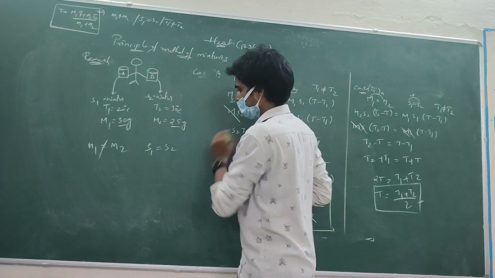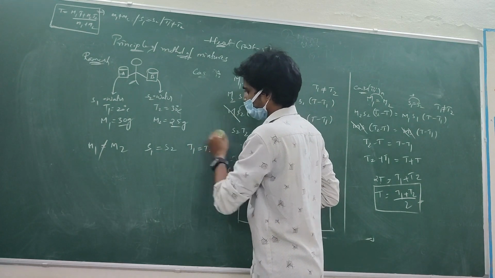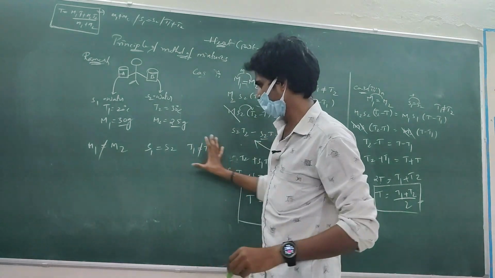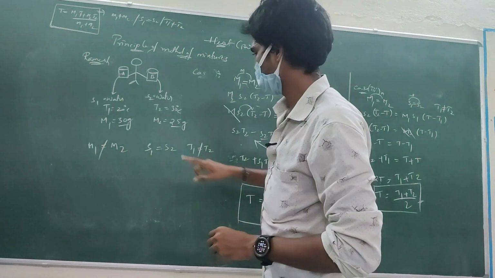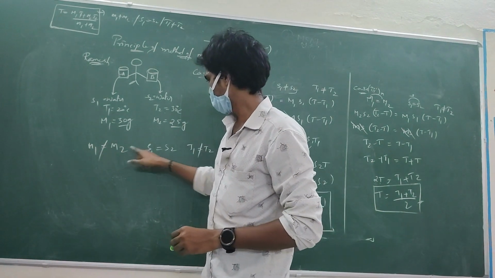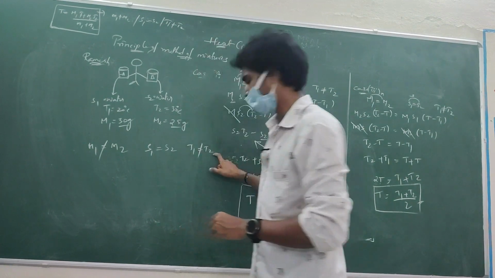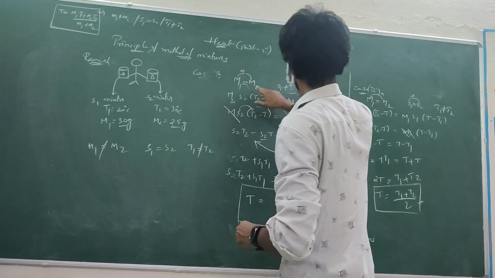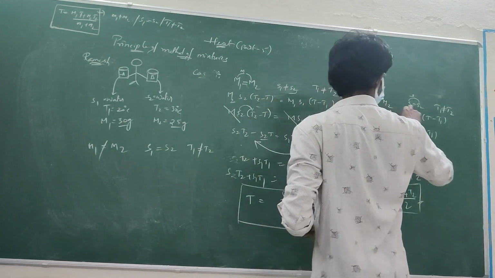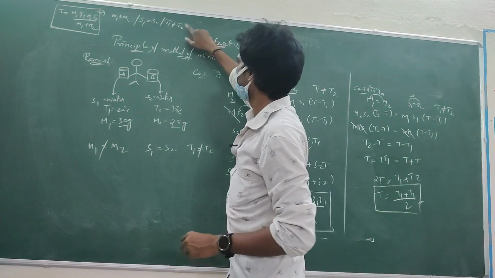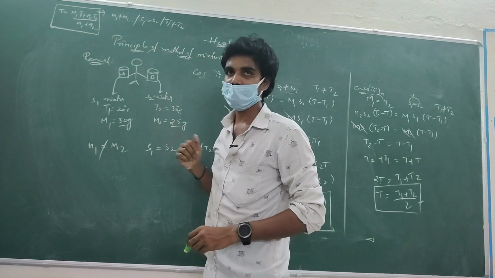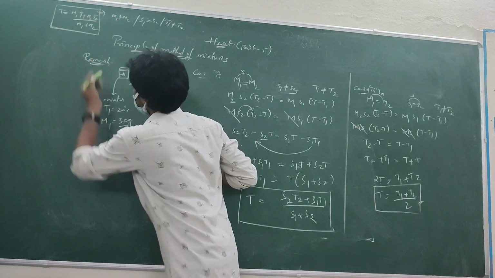Now coming to the temperatures, T1 and T2, I think they both were equal? No, right? If you look carefully, it looks like M1 is not equal to M2, S1 is equal to S2, T1 is not equal to T2, right? It looks like this. Is this condition followed in case 2? No. Case 3? No. What about case 1? Follows, right? So simply use that formula, you will get the answer, right? Simply substitute the values in that formula.